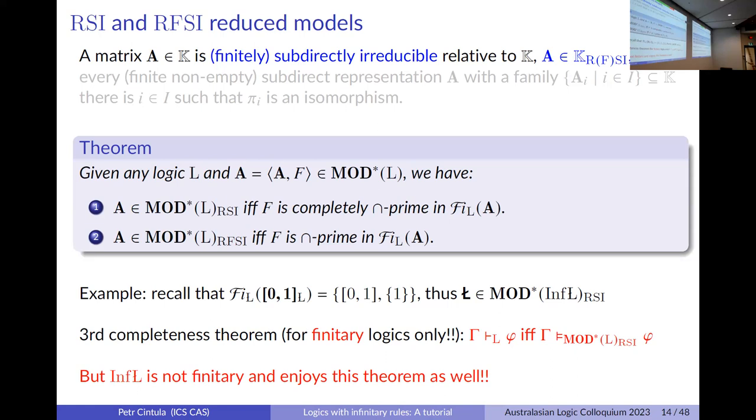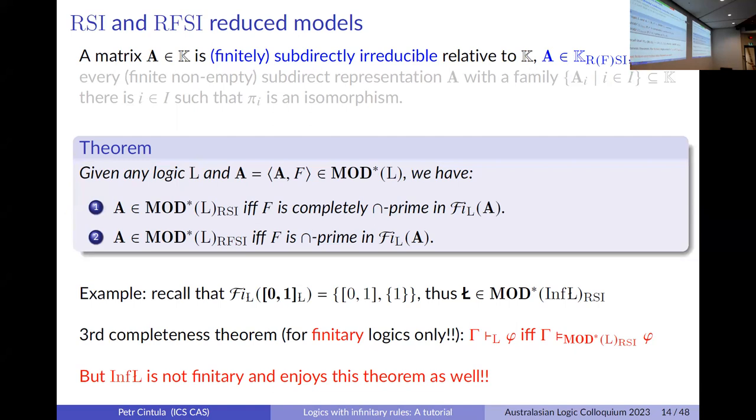And what is the third completeness theorem? It says that the logic is complete with respect to its subdirectly reducible matrices. You know, for finitary logics, how do we prove it? We have a counterexample. We have gamma doesn't prove phi. We extend gamma into a completely intersection prime theory which still doesn't prove phi. That's the extension Lindenbaum lemma. We are finitary, we can do it. And then we take a matrix of that. And the matrix of that, because the filter is completely intersection prime, is RSI. It's a bit more tricky. You have to show that after factorization it remains true, but let's not go there.